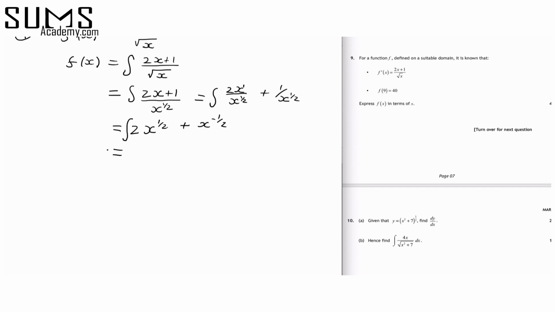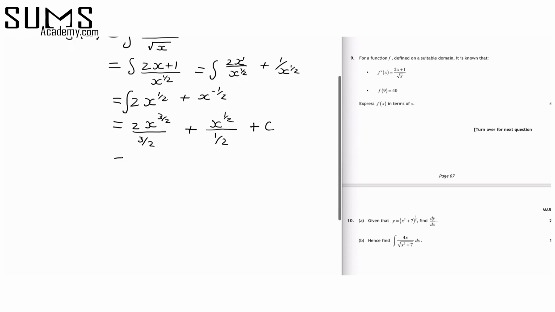Okay, so now you increase the power by 1, so this becomes 2x to the 3 over 2, and then you have to divide by that same power, so this becomes 3 over 2. Then you have to do the same on the other side, so x to the negative half becomes x to the positive half, all over 1 over 2. And this is really important, don't forget this plus c, this constant of integration, because it's an indefinite integral, we don't know what the bounds are, so we have to have this constant here.